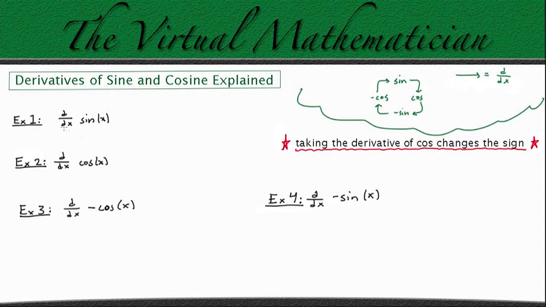Example 1 says, take the derivative of sine of x. We know the derivative of sine is cosine straight away, and that's it. So that's going to be the answer for example 1. The derivative of sine is cosine.